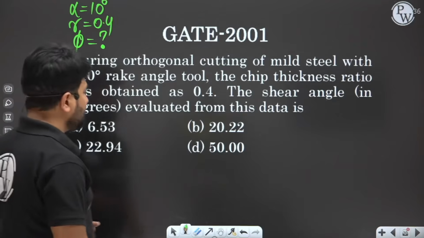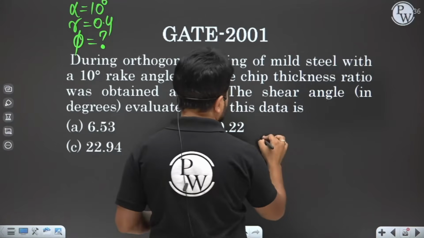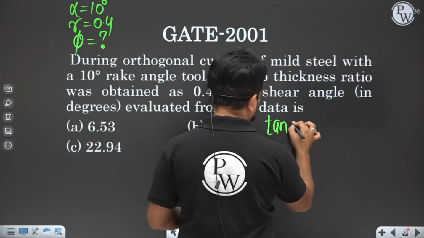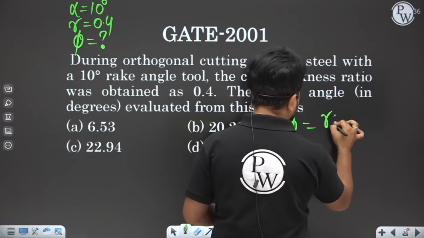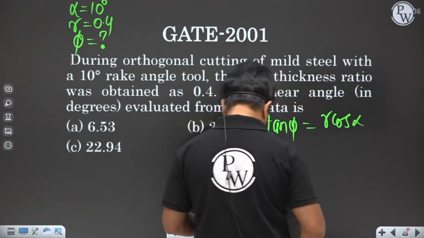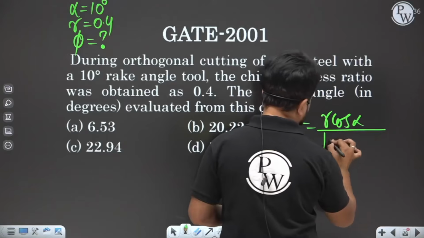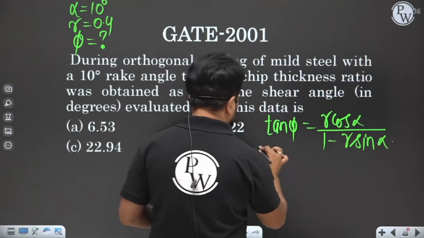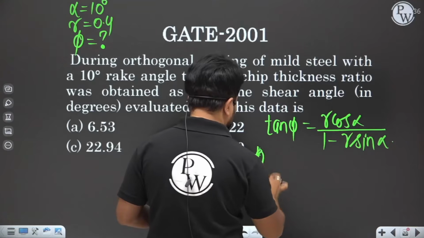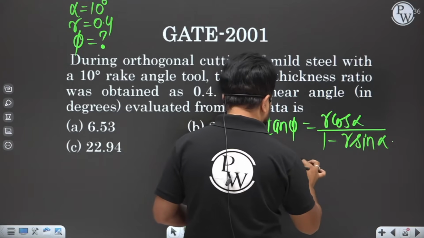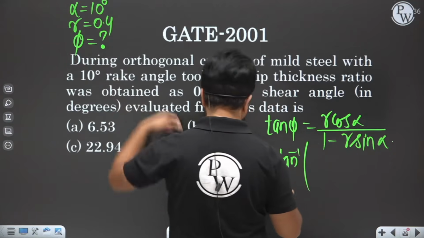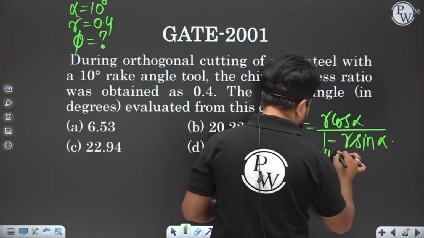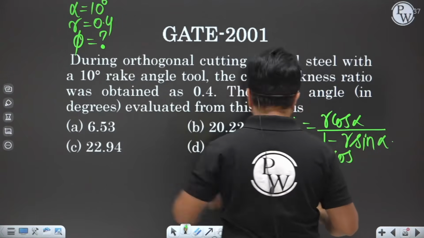Now, my dear, you know the formula that tan phi equals r cos alpha divided by (1 minus r sin alpha). Now you can find phi, that is tan inverse of r, that is 0.4, cos alpha, that is what?